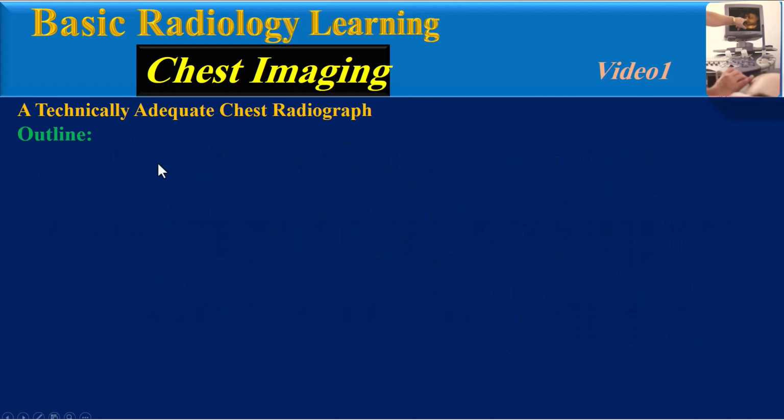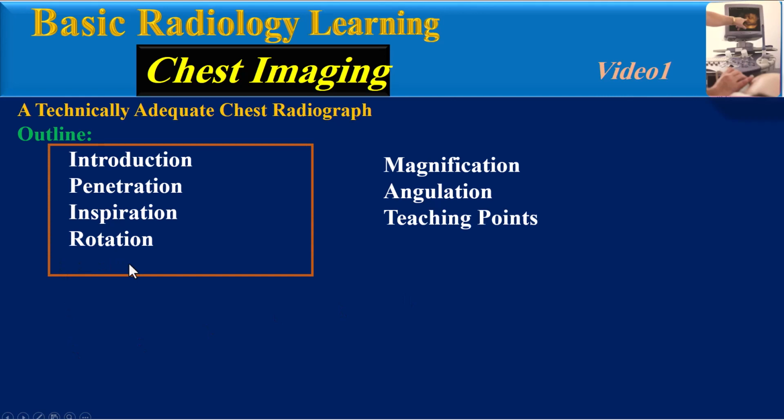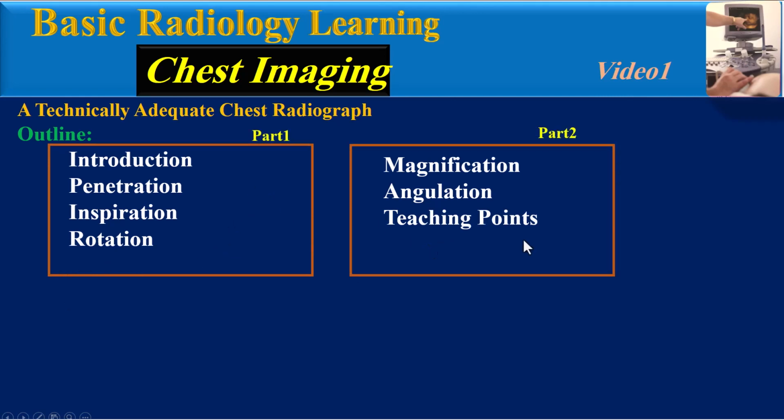The outline of this presentation includes an introduction. After the introduction, the technical factors for evaluating a chest X-ray are penetration, inspiration, rotation, magnification, angulation, and final teaching points. We can see these items in video part 1 and the other ones in video part 2.